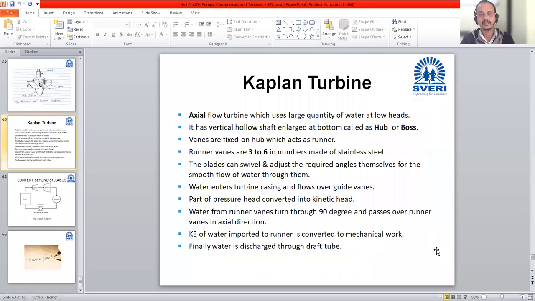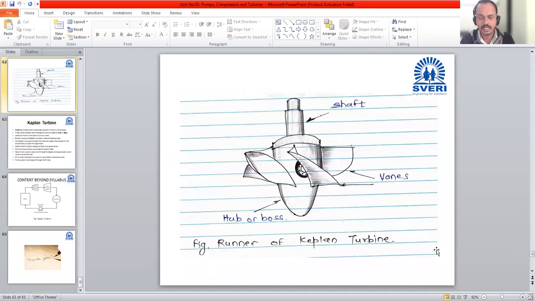It is vertical hollow shaft enlarged at bottom called as hub or boss. If you see here, these are the vanes of the turbine. This one is the shaft fitted to the hub.